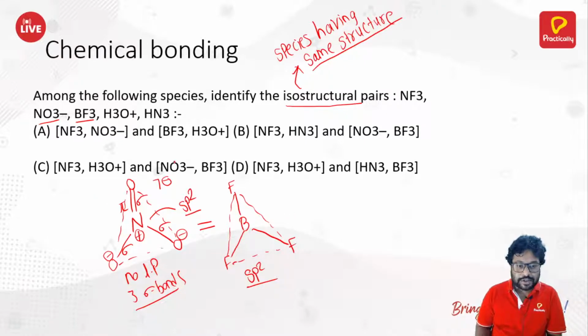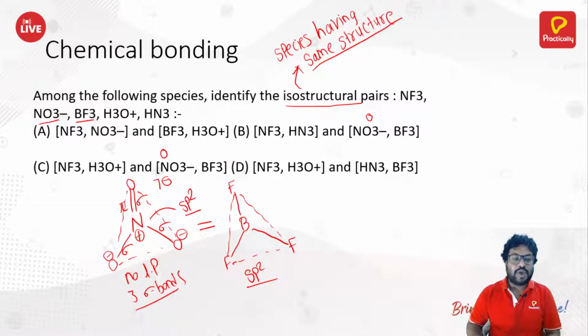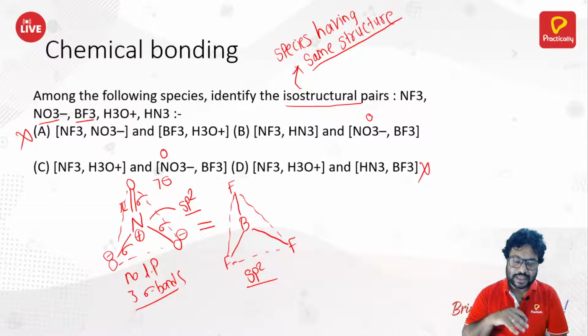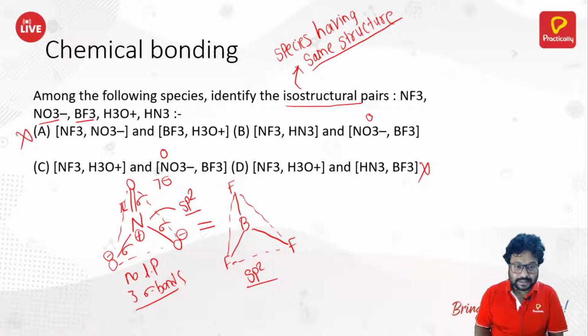See, there are two options. One is C, another is B. Okay, so it could be B or C. It's like playing KBC now. Now we know for sure that A is not an answer. D is also not an answer. So what are we left with? B and C. Now we need to look at the other things.